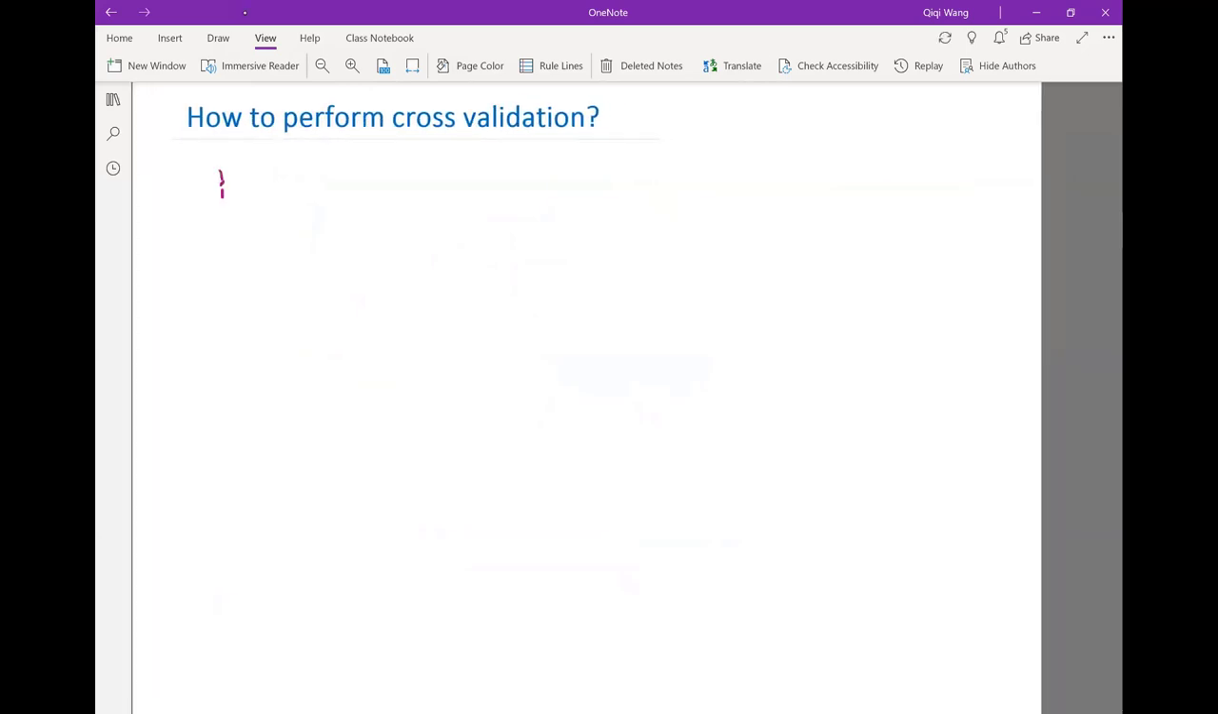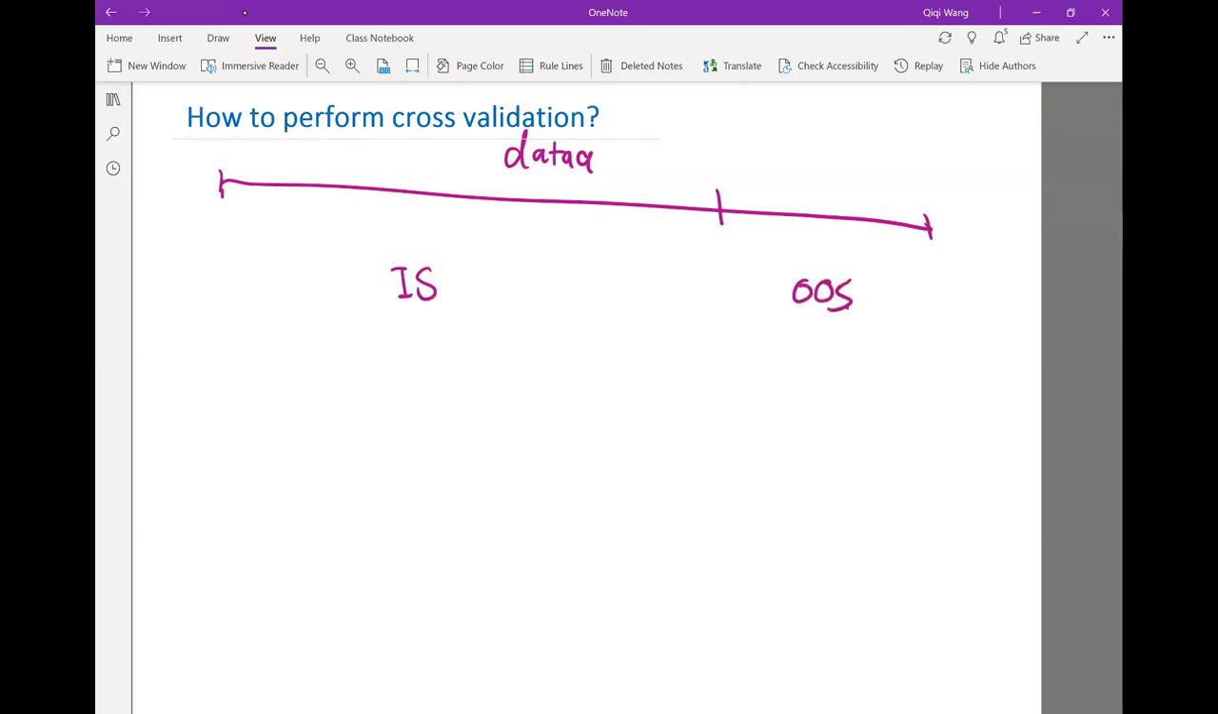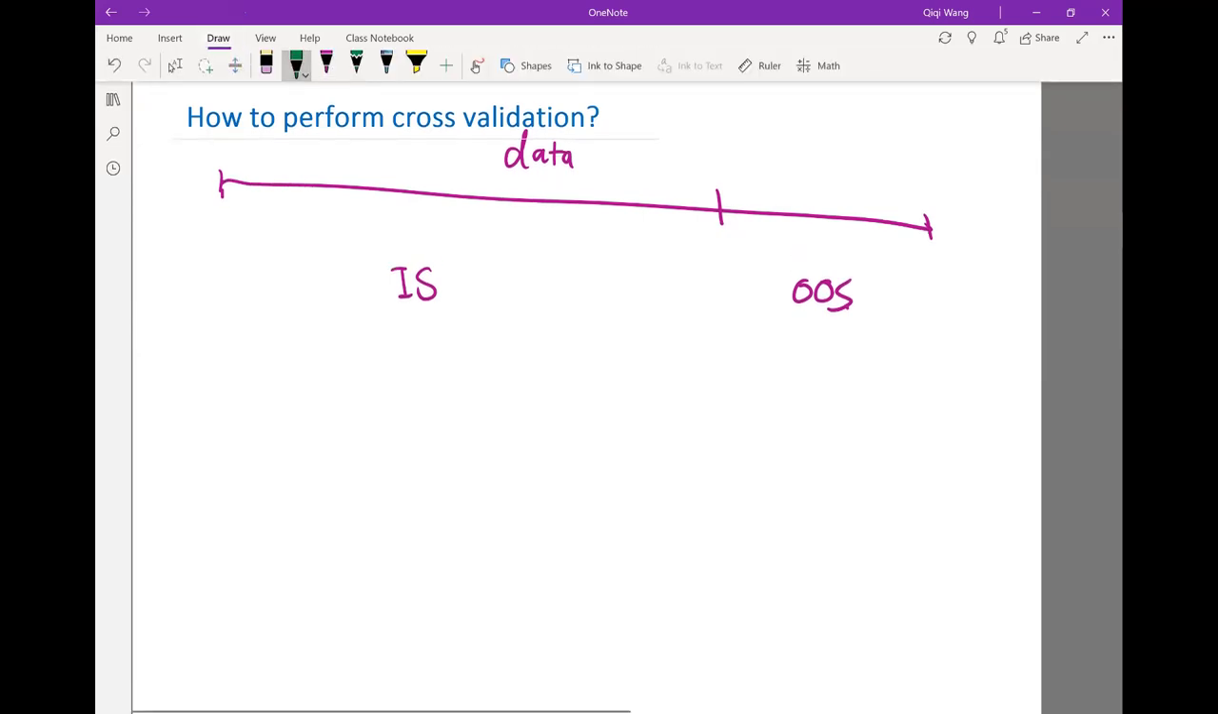So as we just discussed, we have split the data into in sample and out of sample, right? Let's just call them IS and OOS. And cross-validation is basically saying that I want to further split the in-sample data. I'm going to further split the in-sample data into two parts. It's going to be split into a training data set and a cross-validation data set.